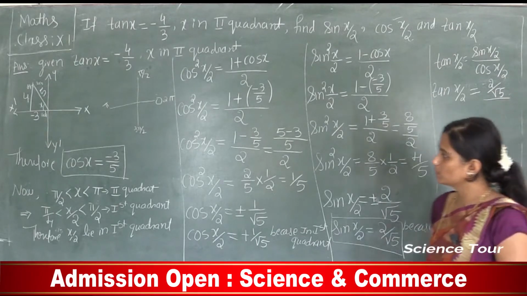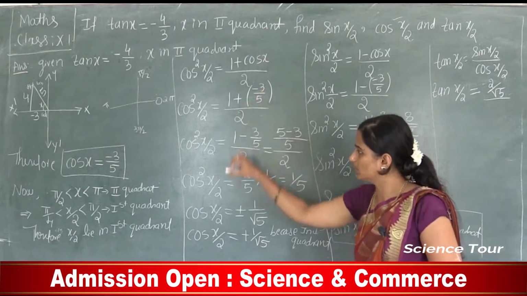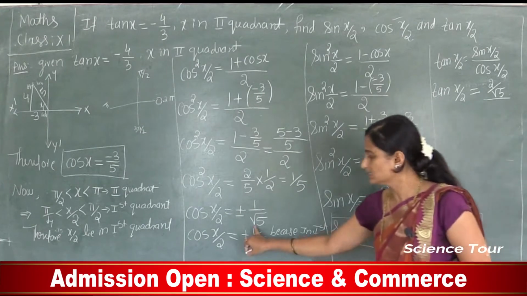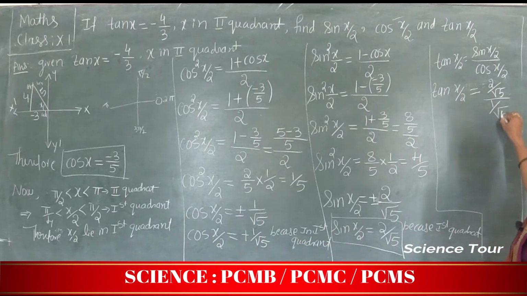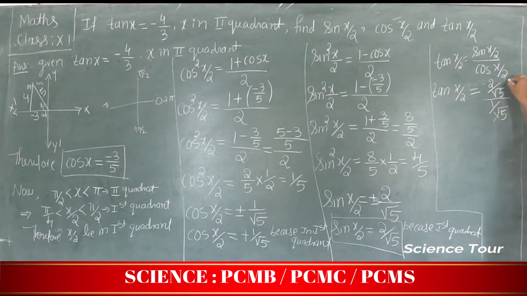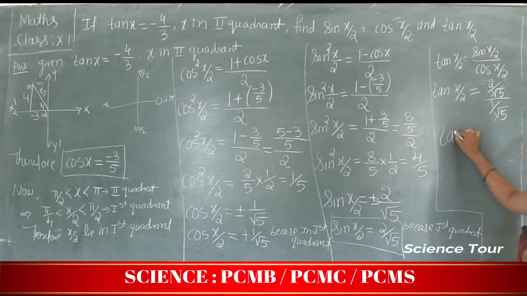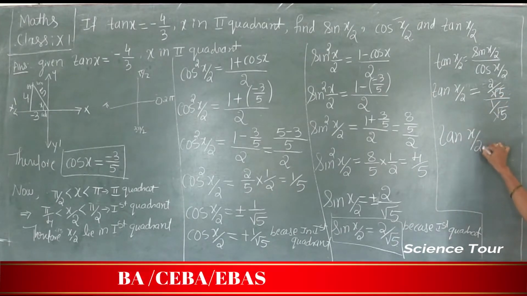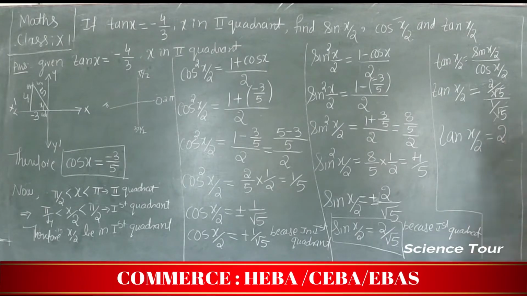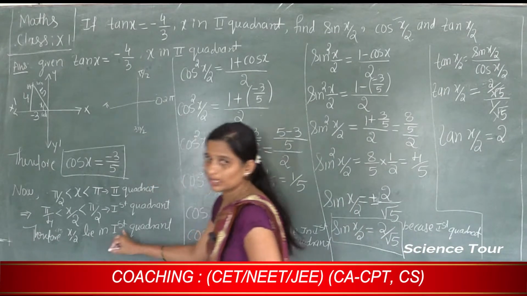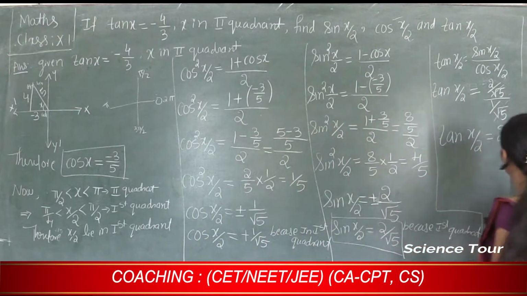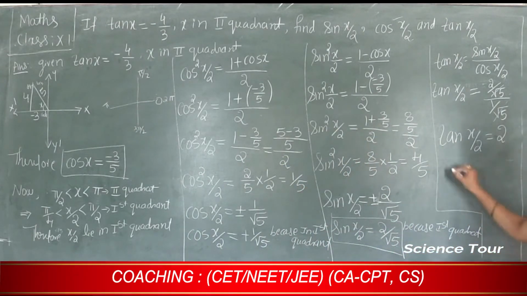Cos x by 2, what we got? It is 1 divided by square root of 5. Square root of 5 gets cancelled. So tan x by 2 is equal to 2 divided by 1, which is 2. Is it positive or negative? This is positive, because tan x by 2 in the first quadrant is positive.